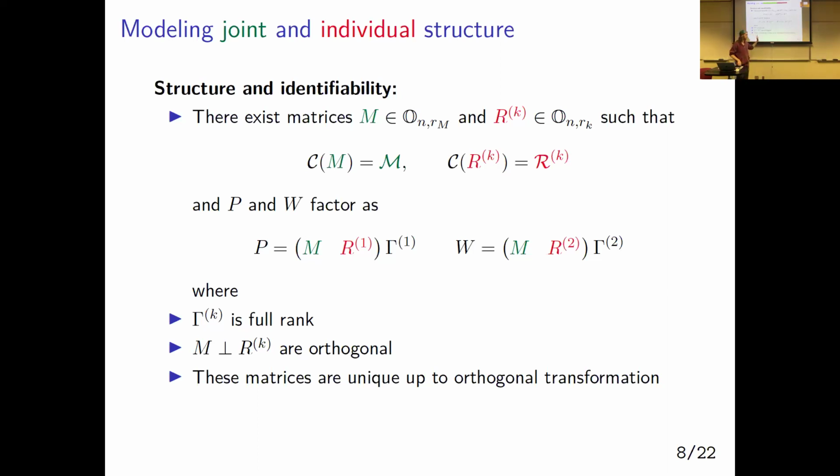So really everything we're going to talk about is basically a stand-in for the subspaces. We care about the joint and individual subspaces, but for computation, we need some matrix representations for them. Since we're talking about the subspaces, these representatives are not unique. Any orthogonal rotation by right multiplication of, say, M will also give you the joint column space. Similarly for the individual parts. So really we're talking about identifiability up to orthogonal rotation.